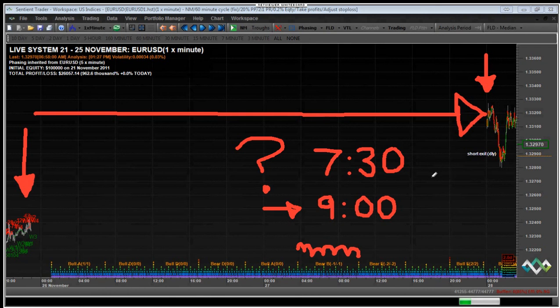Sentient Trader starts at 9 a.m. because we give it a bit of leeway. Sure, within 7.5 hours we should have found a trough of the 5-hour cycle, but I find it better to make it 9 hours. So I hope this is answering Andy's question: how do you deal with the big gaps that happen over the weekend?